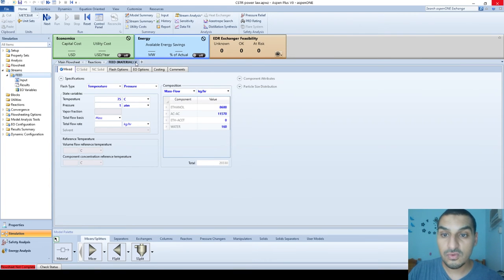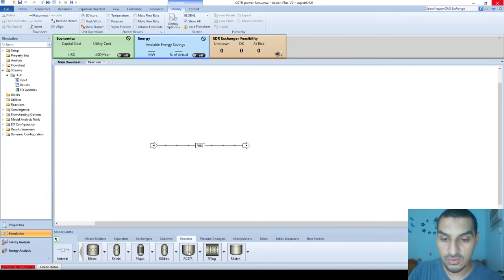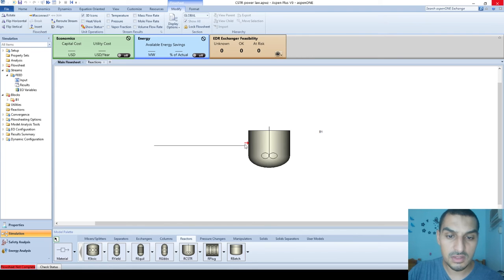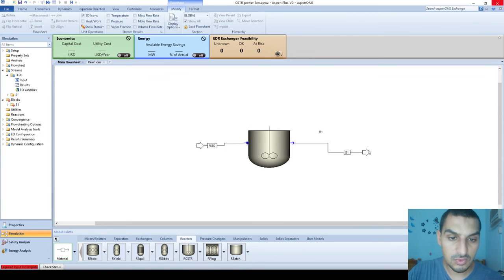Now let's go for the block itself, which is the reactor. I'm gonna go for an RCSTR, which is a rigorous continuous stirred tank reactor with rate-controlled reaction. So this is what I'm gonna use. Connect this here and connect the output here.